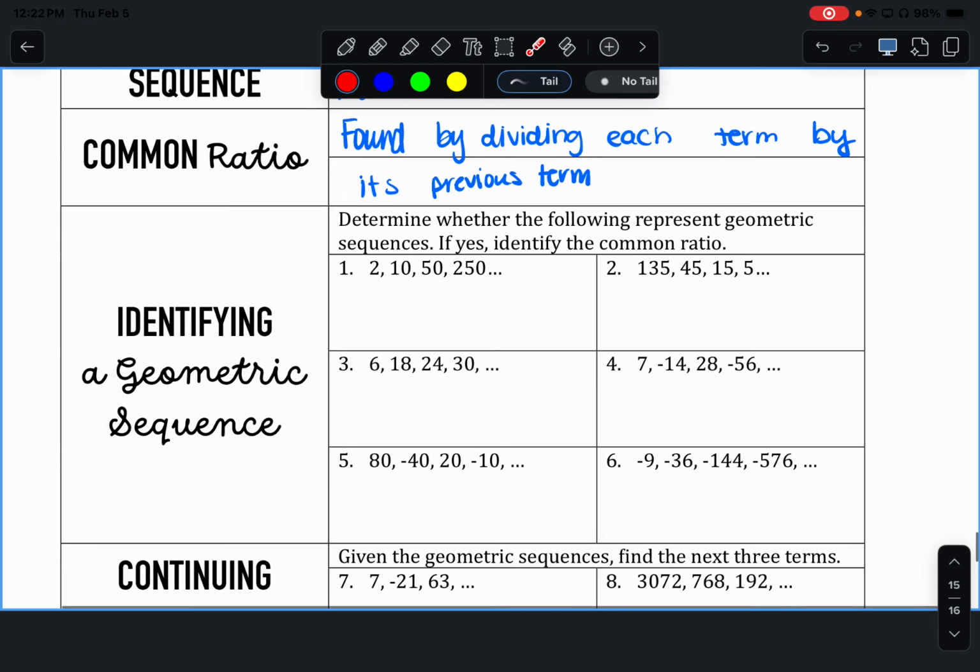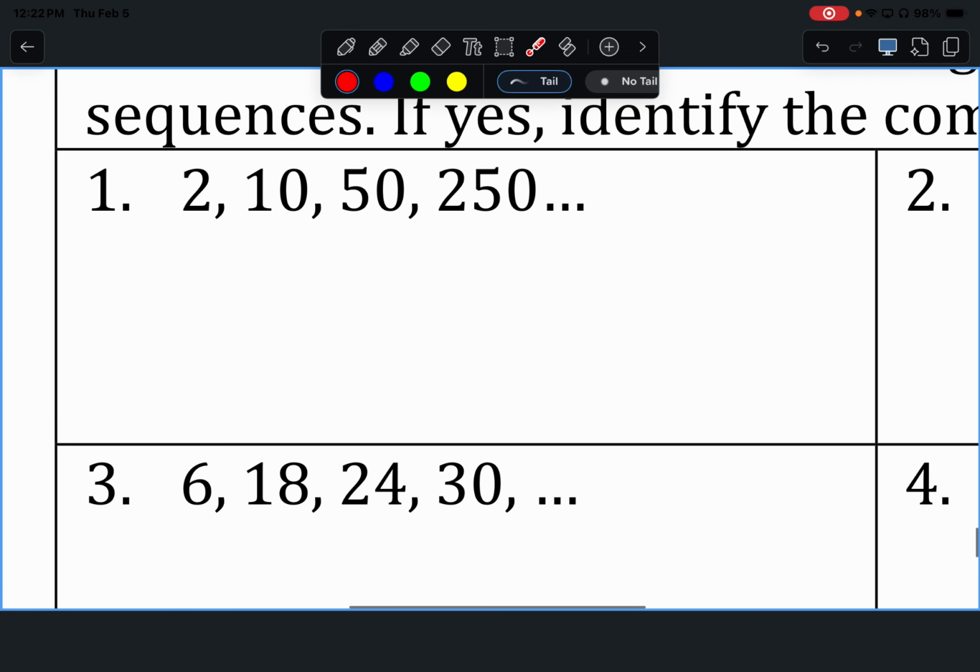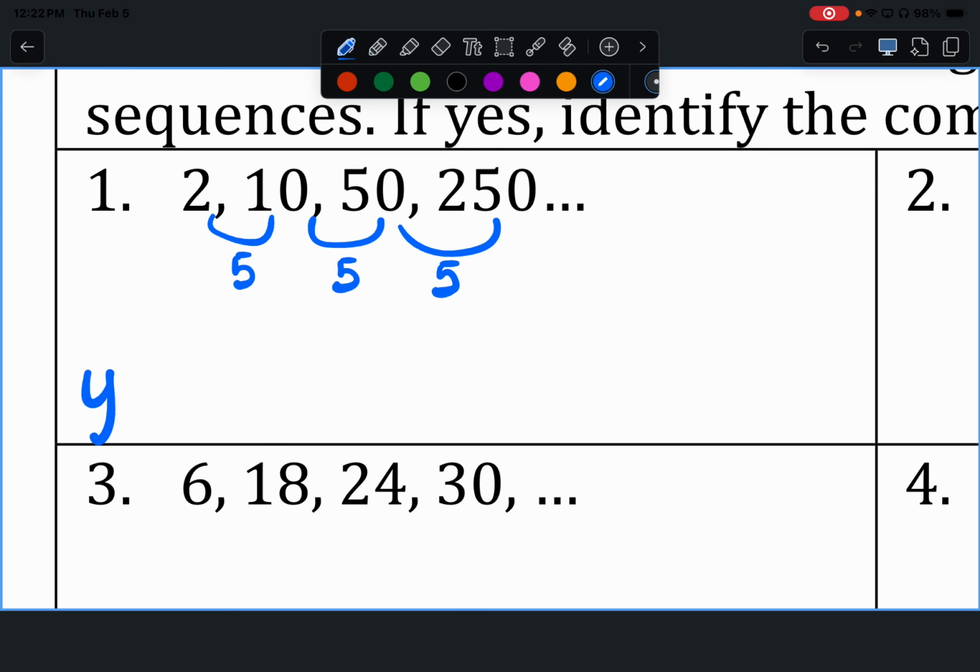Now, we're going to start with identifying whether or not they are geometric sequences or not. So we're going to look at number 1. So to do this, what is 10 divided by 2? What is 50 divided by 10? What is 250 divided by 50? So is that a geometric sequence? Okay, and the common ratio is 5.